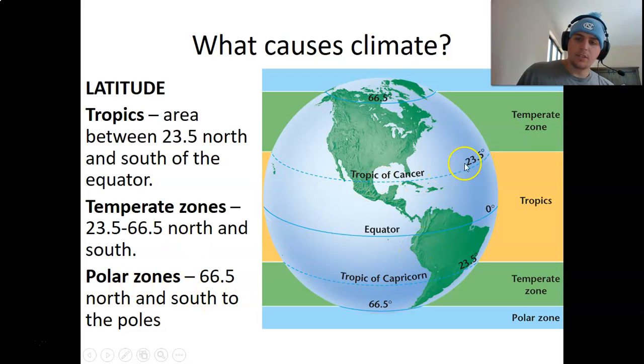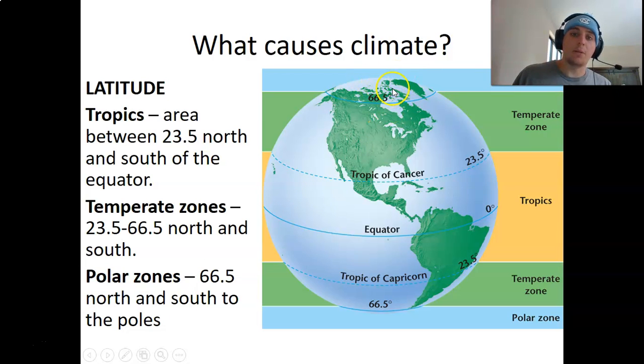The temperate zones, this is going to be 23.5 to 66.5 degrees north and south. Now these are the areas that generally we live in. So most of North America is in a temperate zone. Most of Europe is in a temperate zone. Pretty much all of Russia is in a temperate zone, meaning that you get changes during the seasons. And then you've got the polar zones at 66.5 degrees up to the poles.